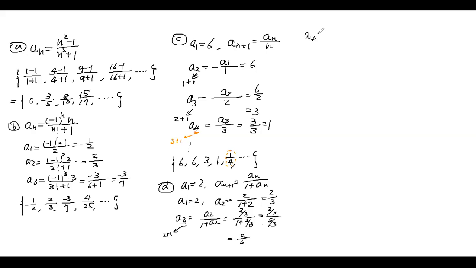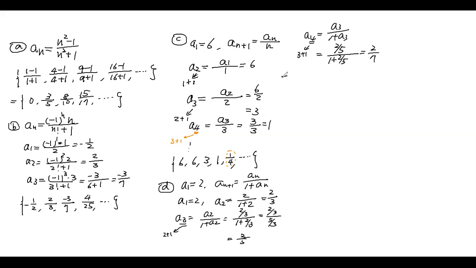So A4 is A3 plus 1, right? So this is 3 plus 1. So this will be equal to A3 over 1 plus A3. So let's do it again. A3 is what? A3 is 2/5, right? So this is 2/5 over 1 plus 2/5. What is this number here? This is 2 over 7.